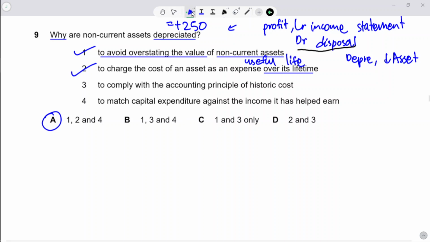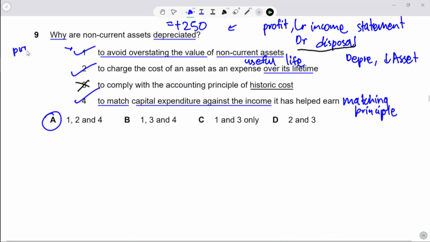Then, this historical cost, no. To match capital expenditure with income, this one is actually the matching principle. This one is actually prudence. So the answer is A.